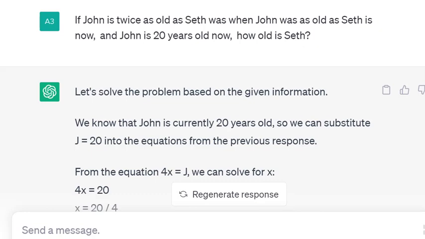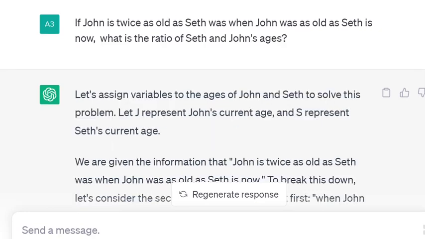The word problem is, if John is twice as old as Seth was when John was as old as Seth is now, what is the ratio of Seth and John's ages? And if you want to, pause the video and solve this yourself, feel free. You can solve this without any algebra. You can just reason it out.